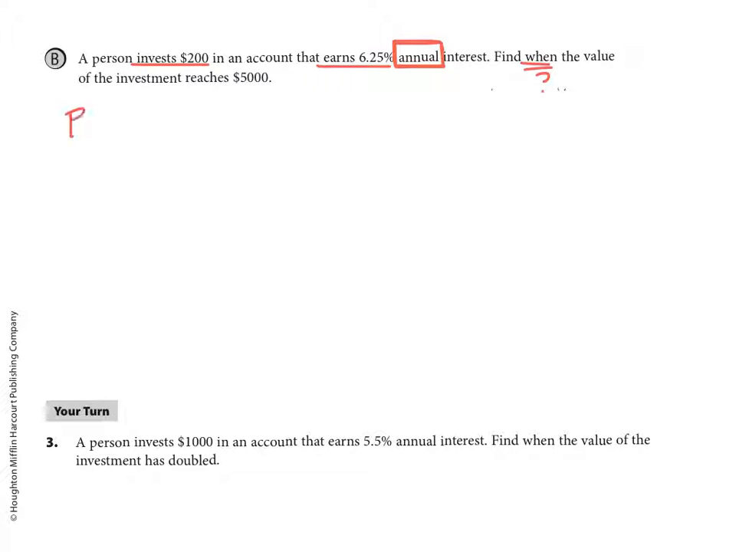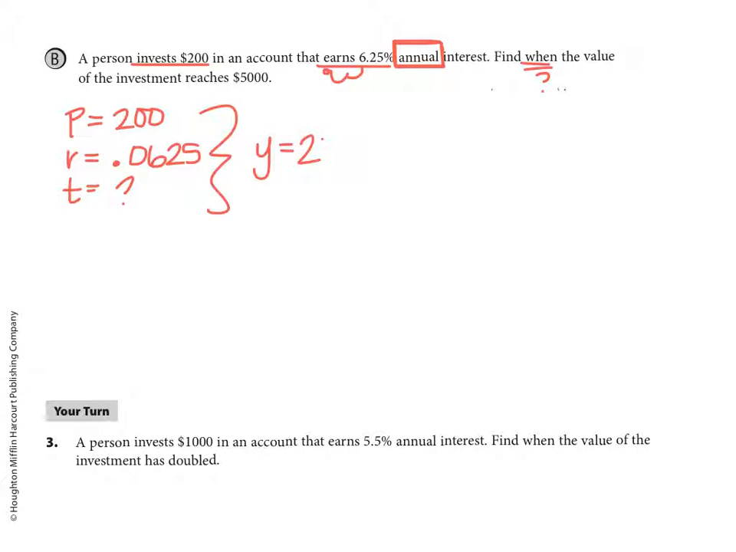So instead of A, remember we have P now for principal, so P, r, and t. So our principal amount is 200, that's what we're starting with. Our rate, 6.25, remember we have to move the decimal place 2 times, so our rate is going to be 0.0625, and then time is unknown. So we're going to write our equation from this, y equals 200 times 1 plus 0.0625 to the t power. And now we're going to use our calculator.